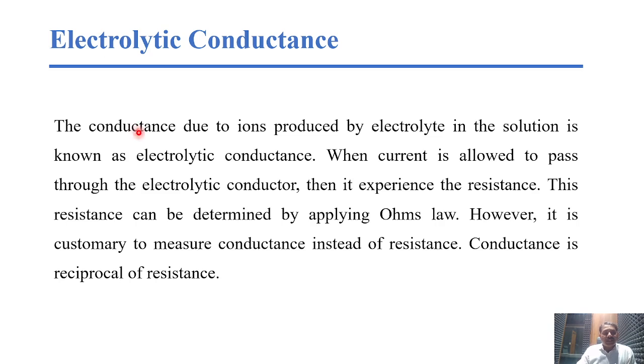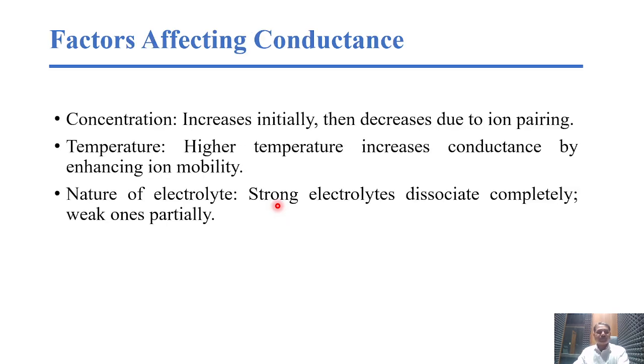Then we will see electrolytic conductance. The conductance due to the ions produced by the electrolyte in the solution is known as electrolytic conductance. When current is allowed to pass through the electrolytic conductor, it experiences resistance. This resistance can be determined by applying Ohm's law. However, it is customary to measure the conductance instead of resistance. Conductance is the reciprocal of resistance, so we measure the conductance of the solution.